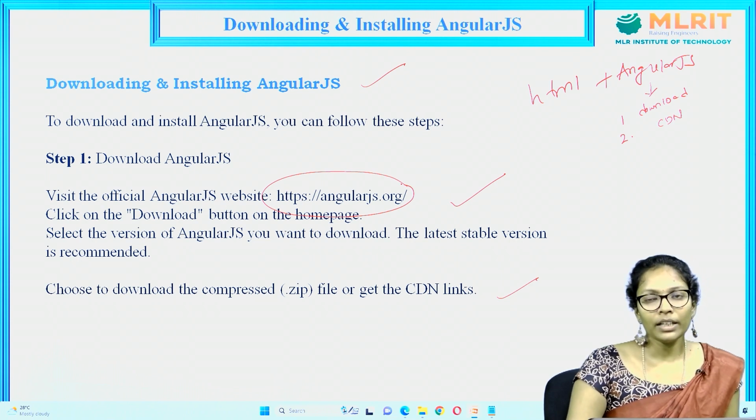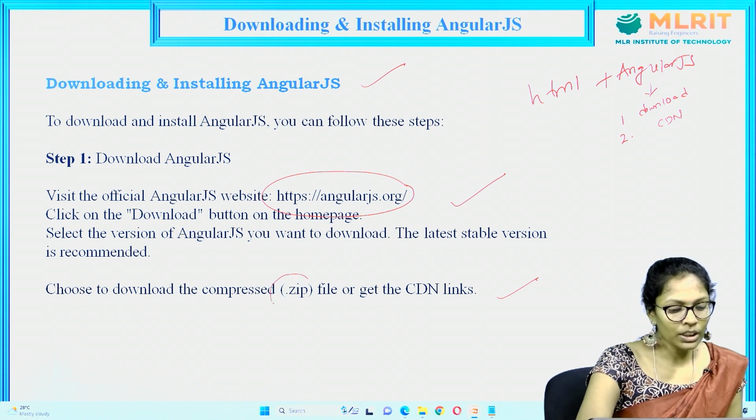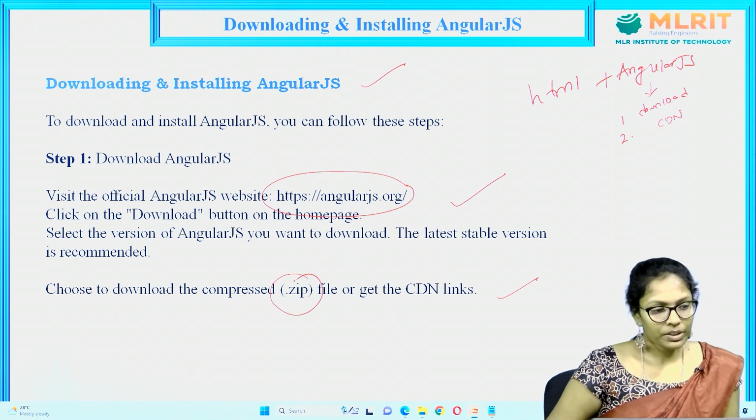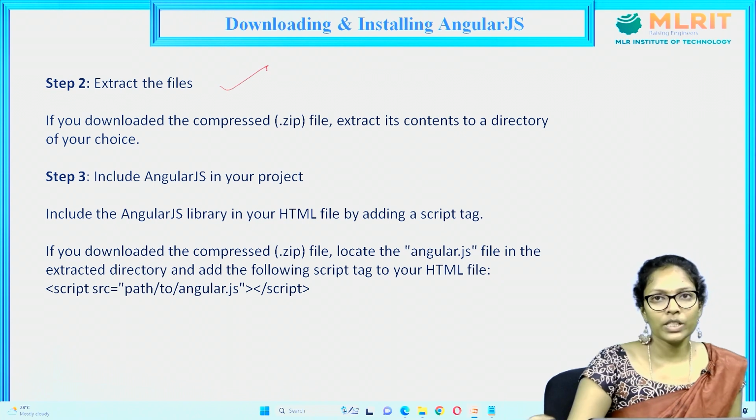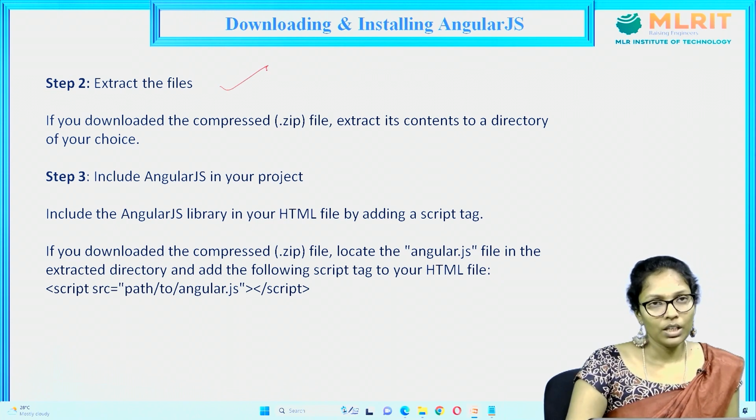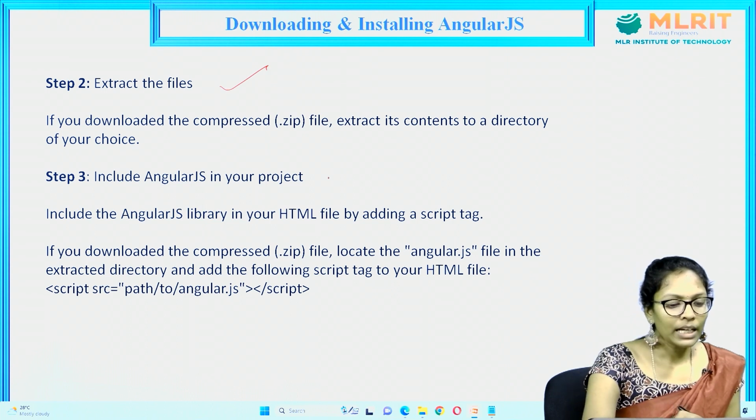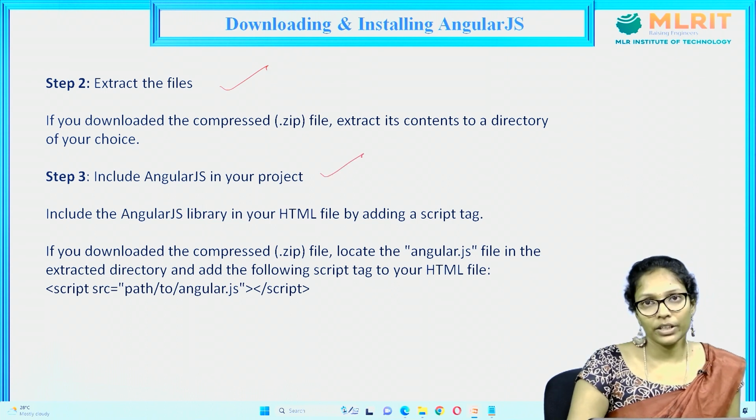And after that, you can simply extract that folder. So basically, you need to download the .zip file. After this, you need to extract the .zip file to a specific folder. Wherever you want to place this folder, you can place it there. And now you can include AngularJS in your project.